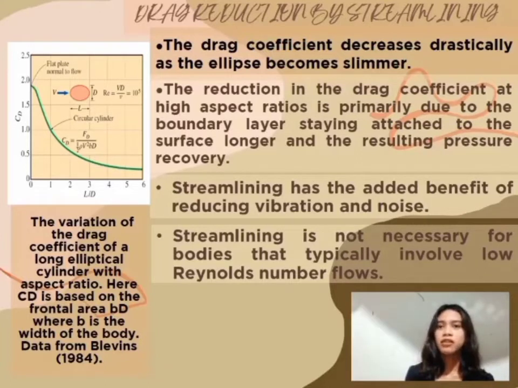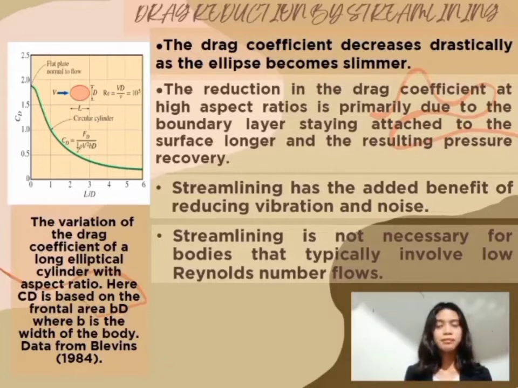Note that the curve becomes nearly flat for aspect ratios greater than about 4. So the reduction in the drag coefficient at high aspect ratios is primarily due to the boundary layer staying attached to the surface longer and the resulting pressure recovery. The pressure drag on an elliptical cylinder with an aspect ratio of 4 or greater is negligible, or less than 2% of the total drag at this Reynolds number.